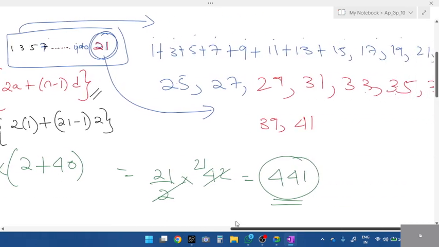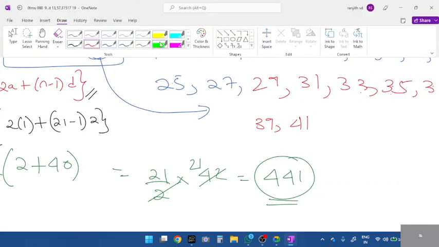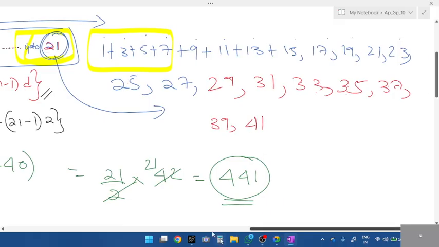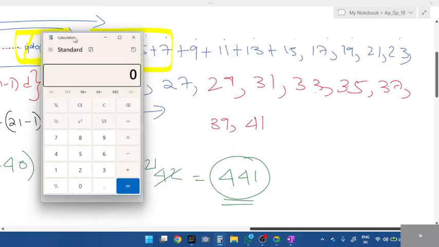Okay. So in the actual question, only 1, 3, 5, 7 was given. We had only 4 terms. The question says, add up all these terms up to 21 terms, not up to 21 number, up to 21 terms, we have 41. Fine. Now I'll just tell you.